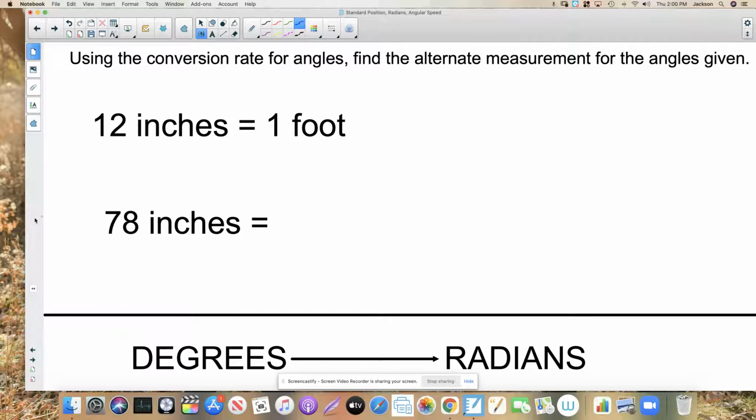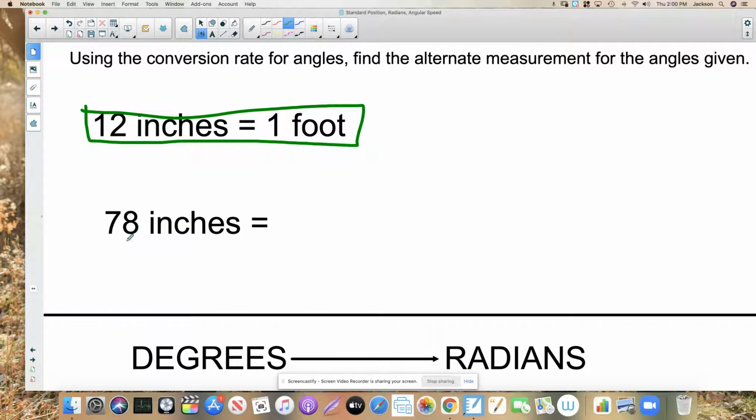All right, let's do a crash course on conversions real quick here, right? When you want to convert degrees into radians and radians into degrees, okay, there's got to be a conversion rate. And when we talk about a conversion rate, we mean there's always an equivalent statement, right? So 12 inches is equal to 1 foot.